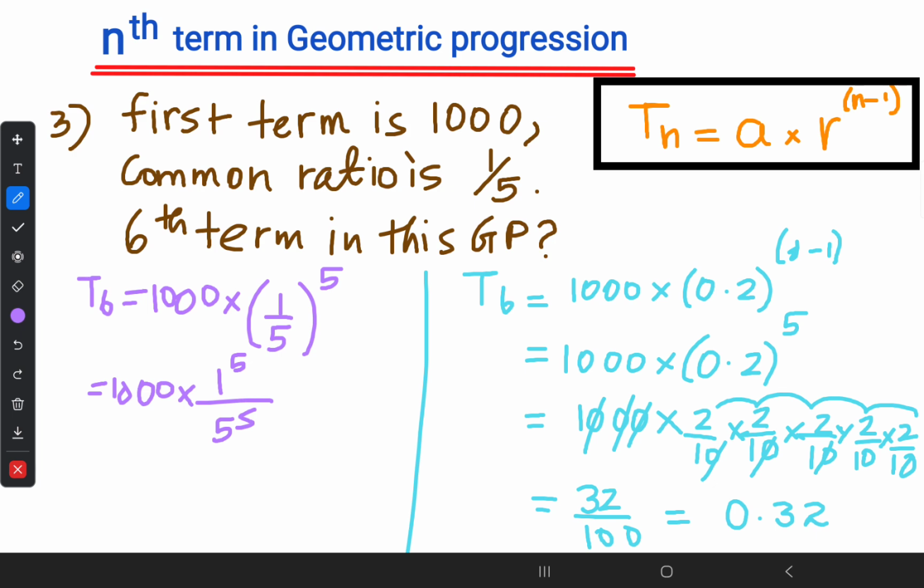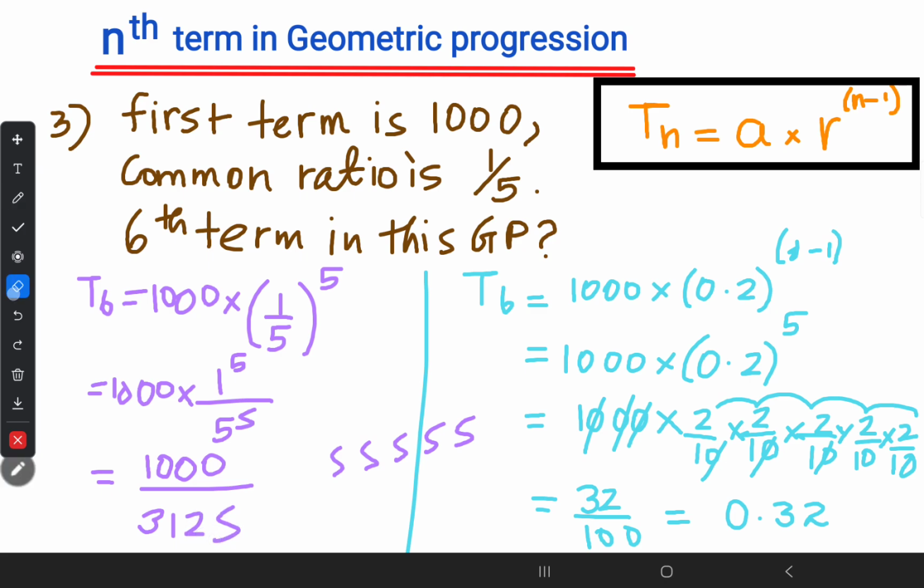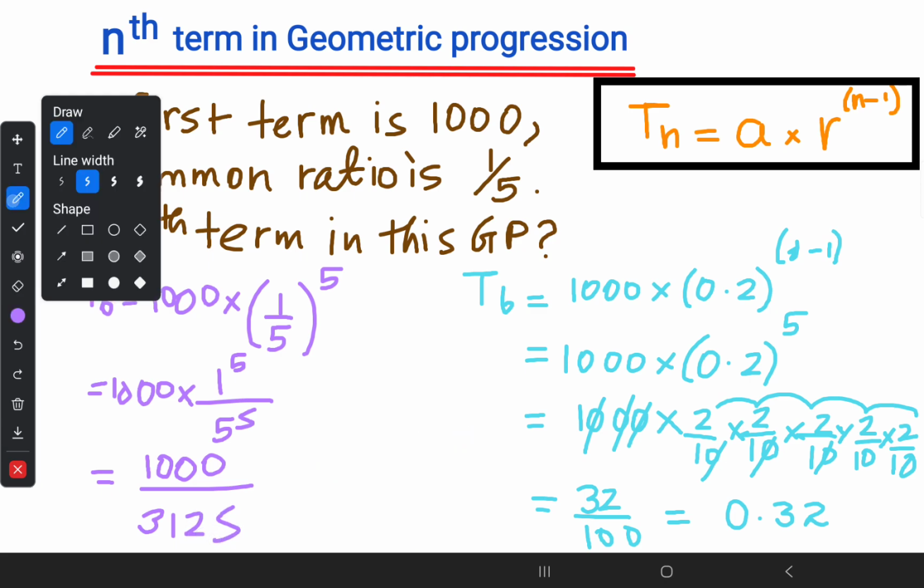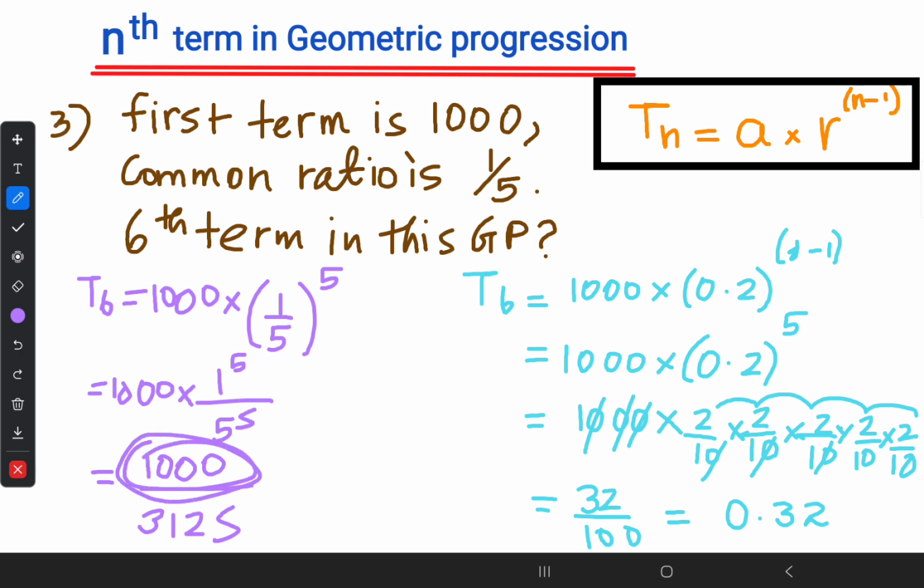The 1 into 1 with the power of 5 and 5 with the power of 5. 1 with any index, doesn't matter any index, it will give you 1. So 1 multiplied with 1000, it is 1000. Thereafter in denominator you will have 5 with the power of 5. 5 into 5, that is 25. 25 into 5, 125. 125 into 5, 625 into 5, 3125. So when we divide this, you should divide 1000, the numerator by denominator, you will have the answer as 0.32. There also.